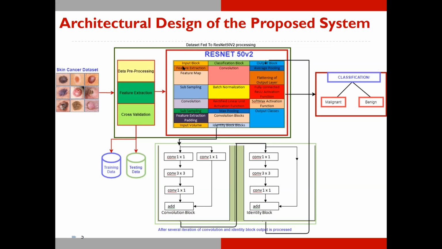So this is the ResNet 50 V2 model. It consists of the input block, the classification block, and the output block. In the input block, feature extraction and feature mapping are done, and subsampling is done. In the classification block, there is convolution, batch normalization and ReLU activation function, and it consists of max pooling and also the convolution blocks. And in the ResNet 50 V2 model, we have identity blocks. After several iterations of convolution blocks, the identity block is processed. The output block consists of the average pooling, we flatten the output layer, and we have a ReLU activation function with a softmax activation function. By using the ResNet 50 model, the classification is done, and this particular image is classified into malignant or benign.